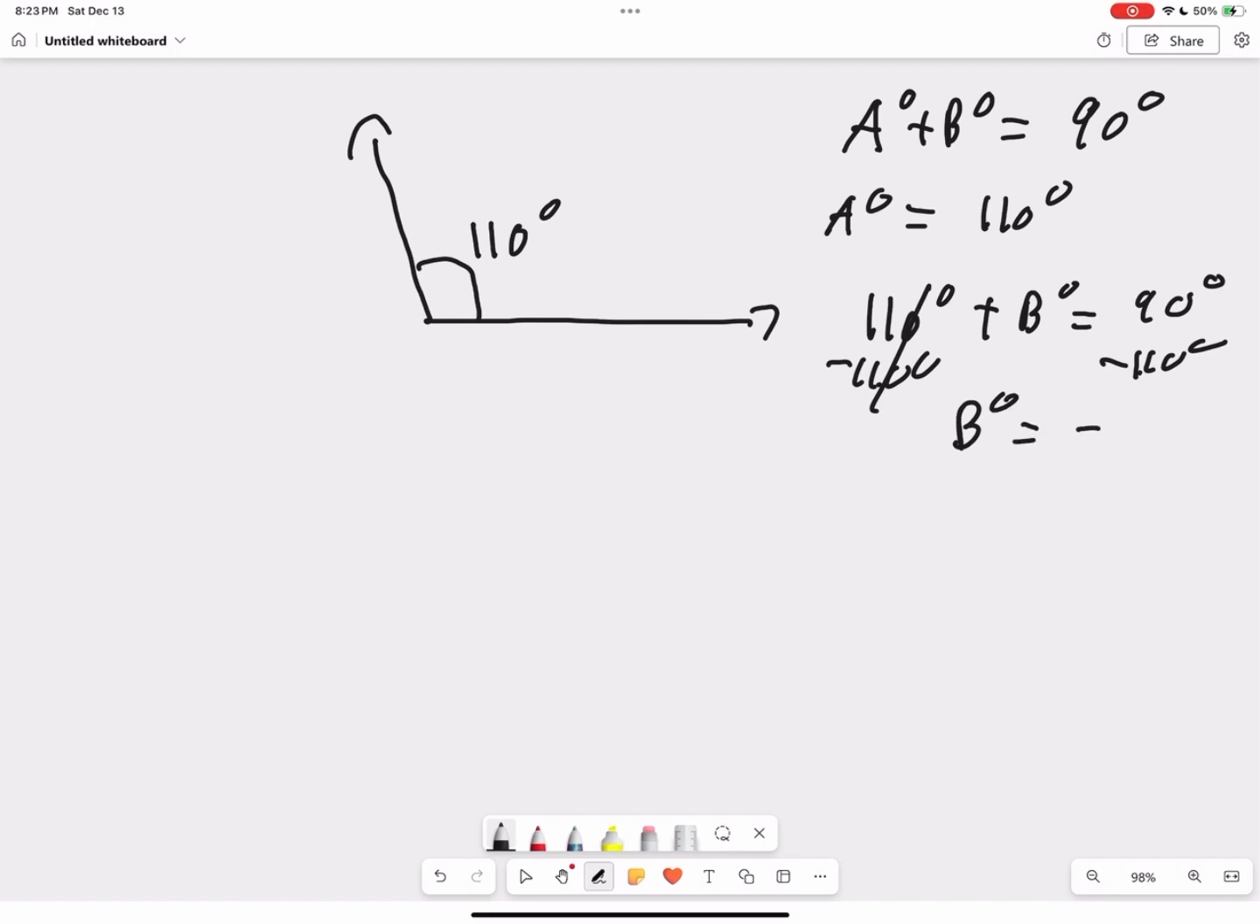You're going to get a negative angle. And unless you're in trigonometry, we don't really work with negative angles in geometry. So that's how you know this can't be complementary. So what is this then? Well, since it's greater than 90 degrees, like I told you, that means this plus the angle that we don't know will give us a straight line, which is supplementary.